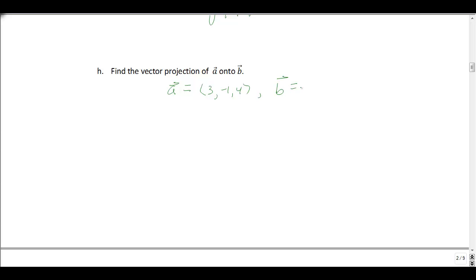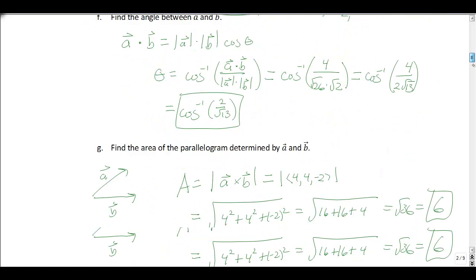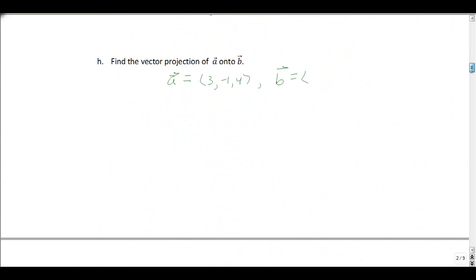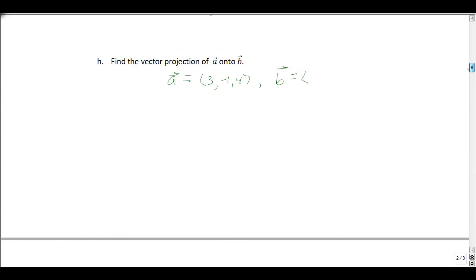B, our vector, I believe it was 1, -1, 0. I want to just check that. Yep, we've got a 1, -1, 0. Whoops, not where it was. -1, -1, 0 for b. And we do this projection here of a onto b.